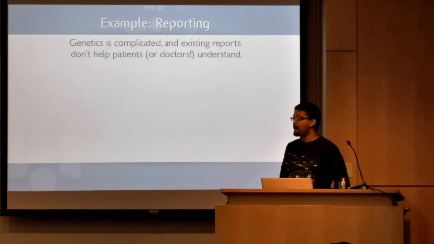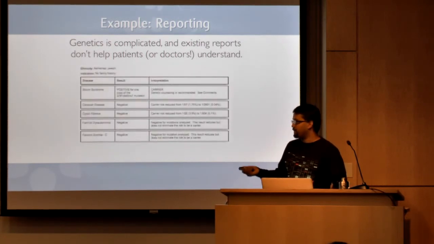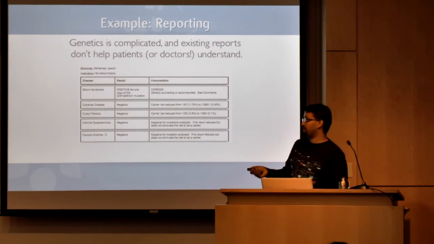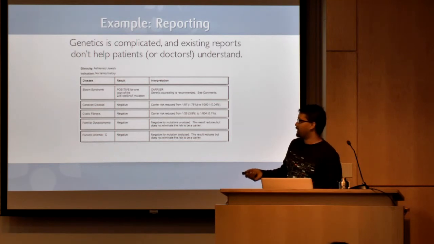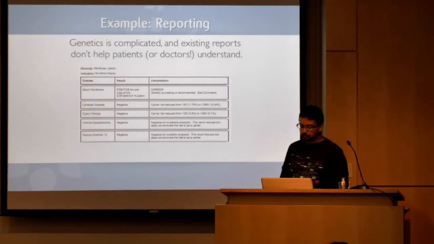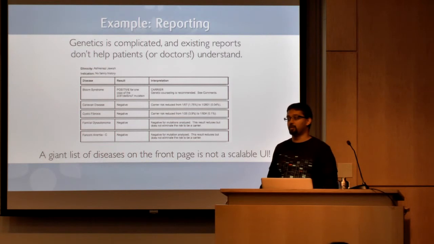So let's take, for example, how reporting of genetic tests is currently done. Genetics is complicated, as I mentioned, and the current reports really aren't helping the situation. Here's an example of a report from another genetic testing company. Basically it's an HTML table with some shadows where you list the data, you list the result, and here's an interpretation. It really doesn't give you a summary, it doesn't help you understand what any of this really means. Furthermore, a giant list of diseases just on the front page is not going to scale.